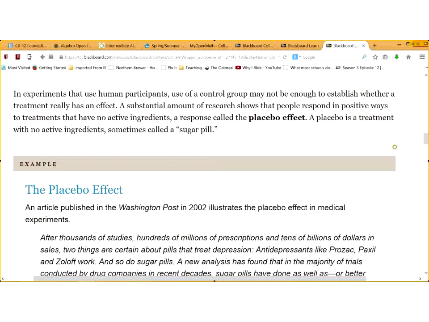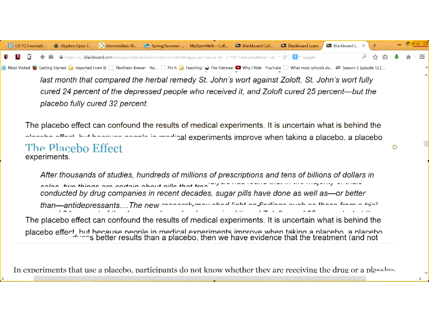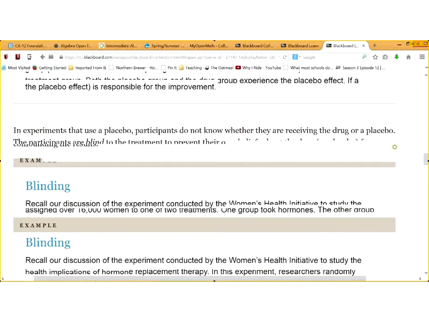Because of something called the placebo effect, where people, if they get some sort of pill, they may think they're getting a real pill and it may make a difference. So that's the placebo effect and why they do placebos in many studies.